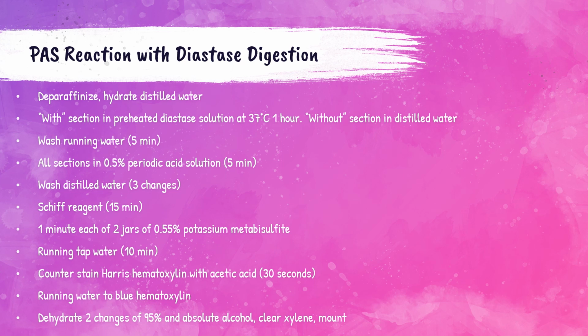Once the excess stain is removed, the sections need to be put under running tap water for 10 minutes. Then they are counterstained with Harris hematoxylin with acetic acid for 30 seconds. Then the sections are placed under running water to blue the hematoxylin. The sections are then dehydrated with 2 changes of 95% and absolute alcohol, cleared with xylene, and then mounted with synthetic resin.